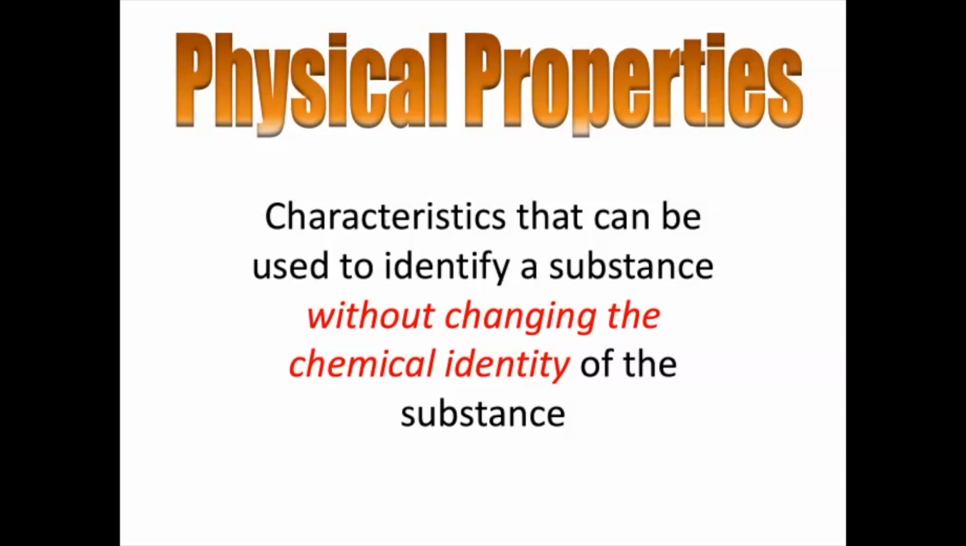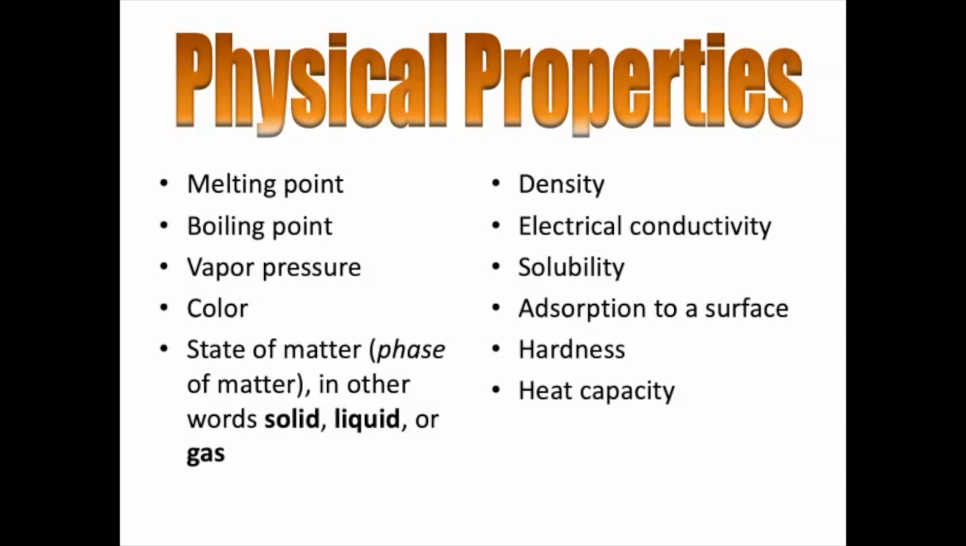The one thing about physical properties is that they are all characteristics you can use to identify the substance. And importantly, you cannot change the chemical identity of the substance in testing a physical property. Really common examples of physical properties, in other words, things where you don't change the chemical identity by testing a bit of matter, are things like this. You'll notice that some of these you probably recognize, some you might not, but you'll certainly understand them as this class goes on.